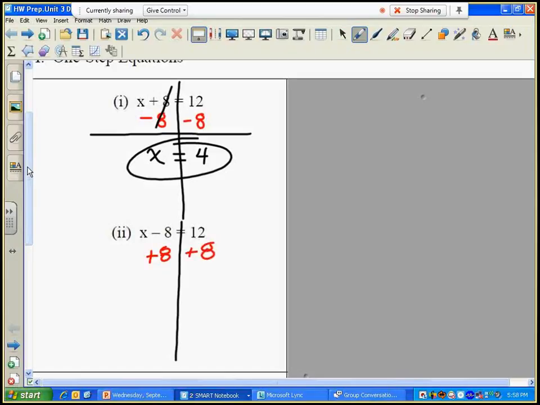After we perform that action, we have our horizontal action bar. The 8s cancel out. All we have left is x. On the right side, we have 12 plus 8 equals 20. And you can see that 20 minus 8 does in fact equal 12.